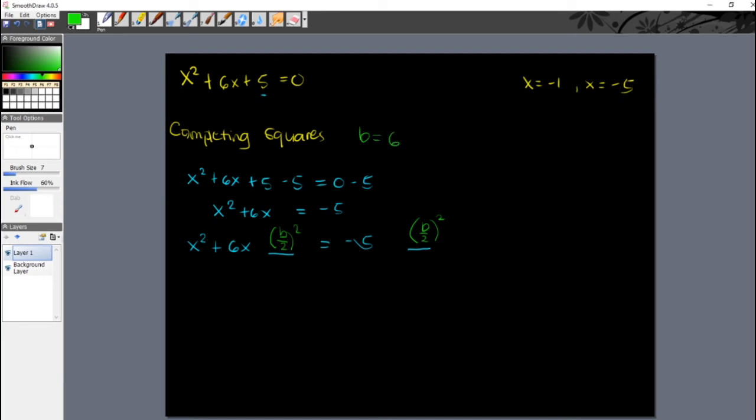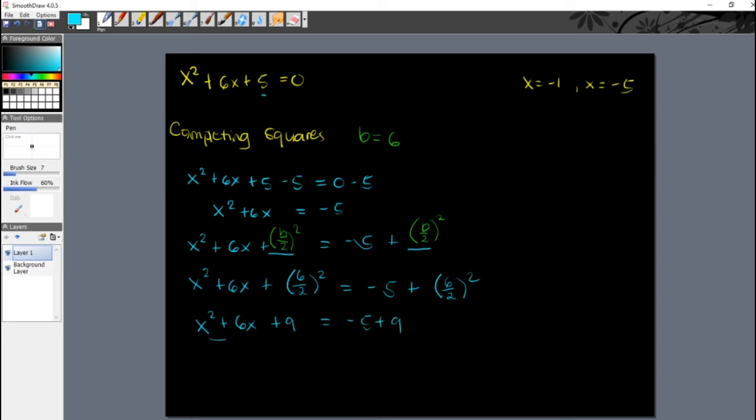So what we're going to do here is x squared plus 6x plus 6 over 2 squared equals -5. Sorry, this should be plus. This should be plus 6 over 2 squared. So simplifying both sides here, we have x squared plus 6x. 6 over 2 is 3. Squared, you get 9. This is equal to -5 plus 9.